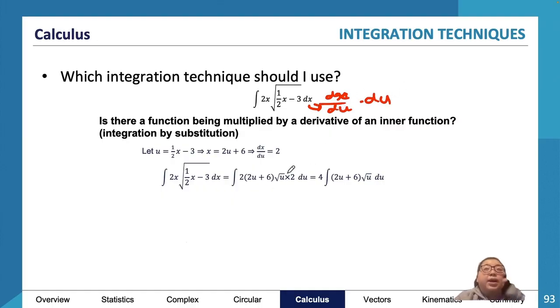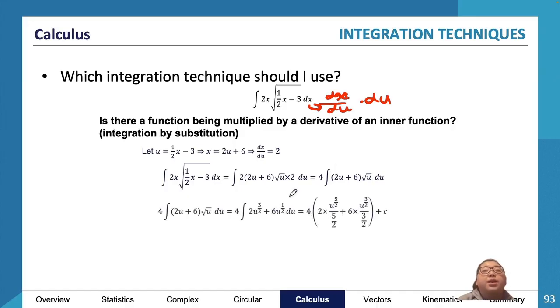So we split it into 2 parts. We need to multiply by our dx/du, which is multiplying everything by 2, and then we convert everything else to u. So our 2x will just turn into 2 times 2u plus 6, and then we convert everything to u, and expand it to give us values that we can anti-diff more easily. So this is going to be u to the power of 3/2 plus 6u to the power of 1/2.